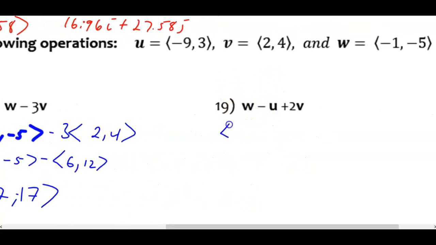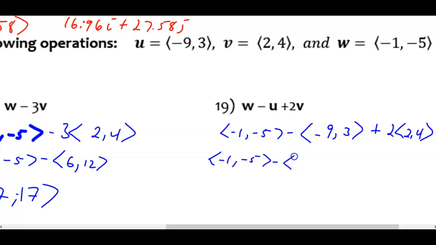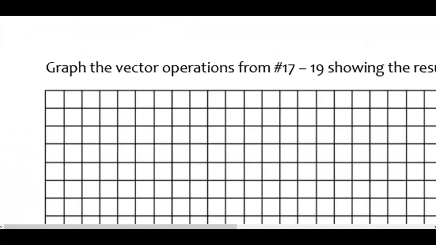Alright, for this one, we have w minus -9, 3 plus 2 times 2, 4. So now distribute that 2. Now, -1 minus -9 means plus 9, so that's going to be 8. And 8 plus 4 is 12. And right here, -5 minus 3 is -8, and -8 plus 8 is 0.